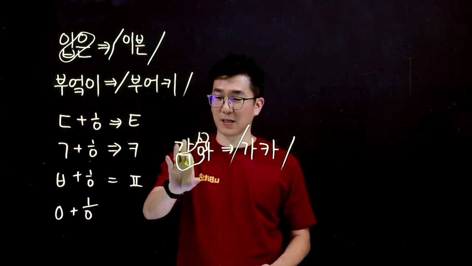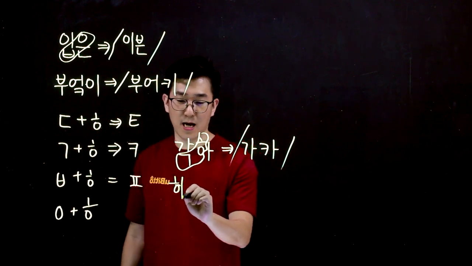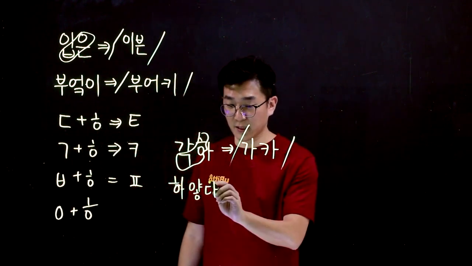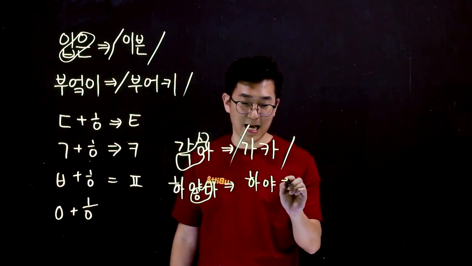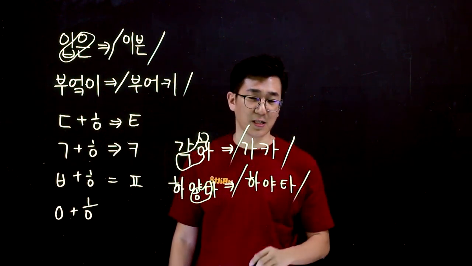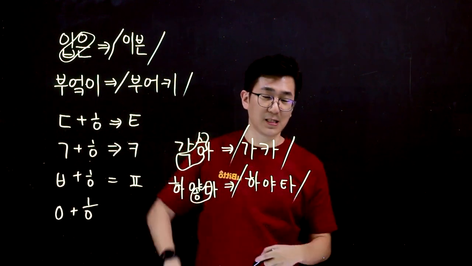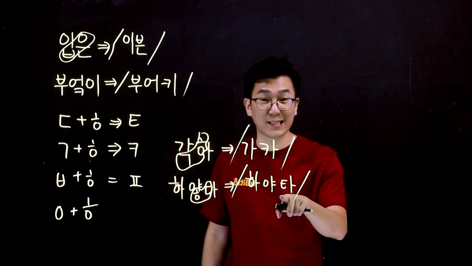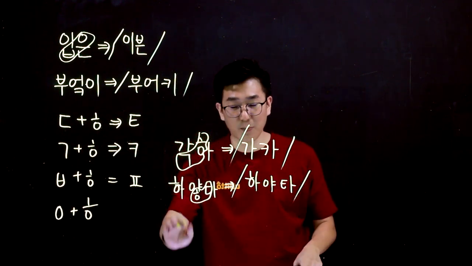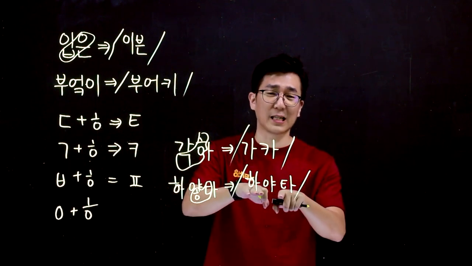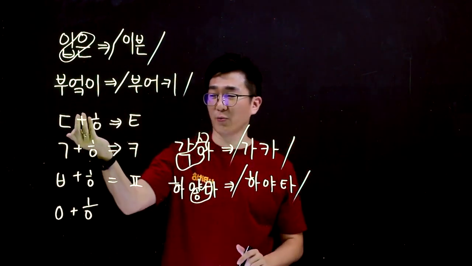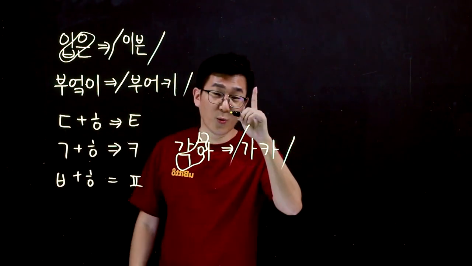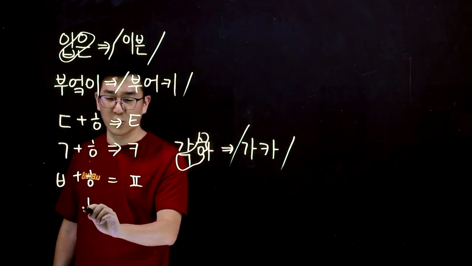Oh, by the way, it works the other way around. Either you meet this way or, let's say, ha, ya, da. So these are meeting together, right? So it turns out to be ha, ya, ta in terms of pronunciation. By the way, this slash means pronunciation. You don't write it this way. You should write this way, but it turns out to be pronounced this way. So ha, ya, ta. It works the same way in reverse. Now, there's one more thing, or maybe two more things for you.